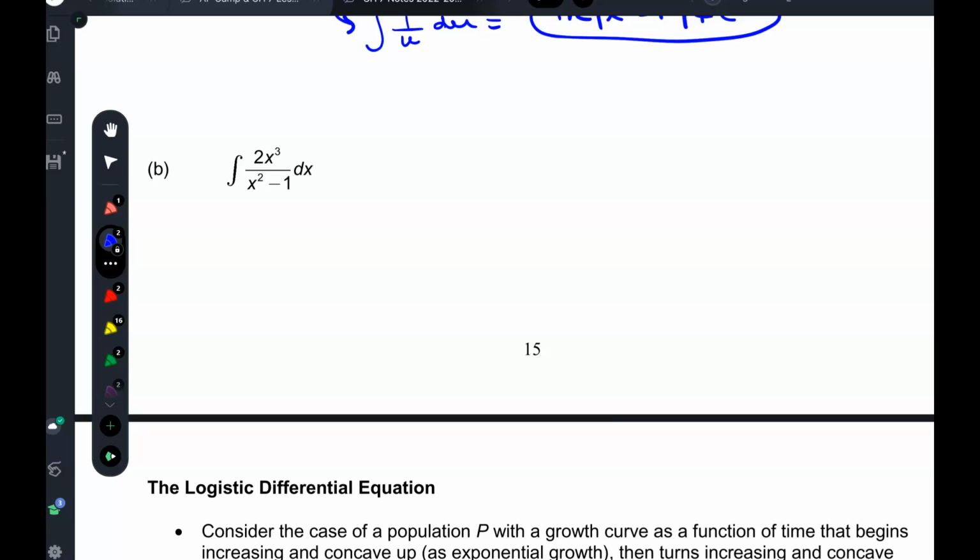Okay, 2x cubed over x squared minus 1. Any ideas? It's something we have not done at all this year yet. Something you learned all the way back in Algebra 2.